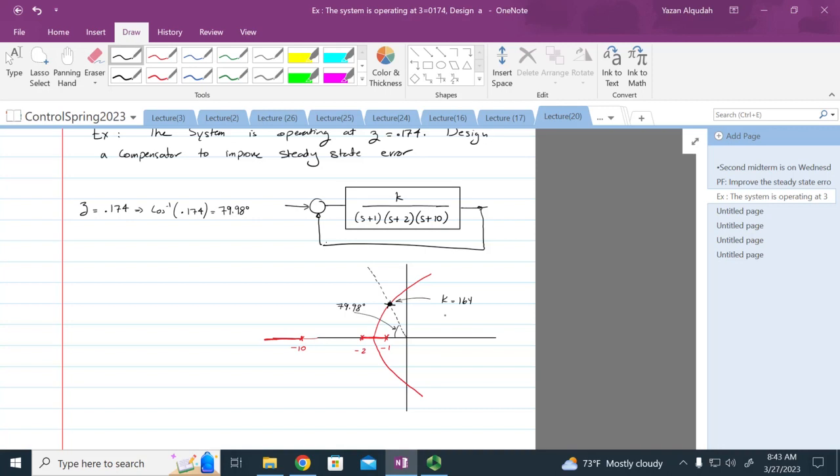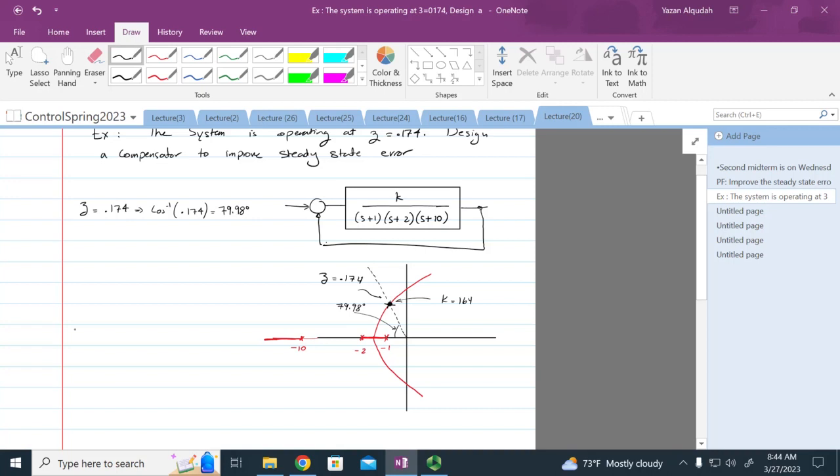But for the time being, everybody agrees to this? Everybody feels like, oh, I should have answered this? Straightforward. Zeta, the intersection of the curves, will give us the point where we are operating at. This corresponds to zeta equal to 0.174.